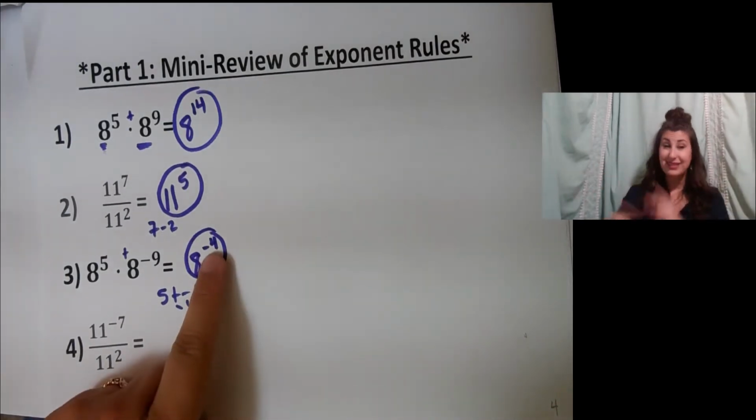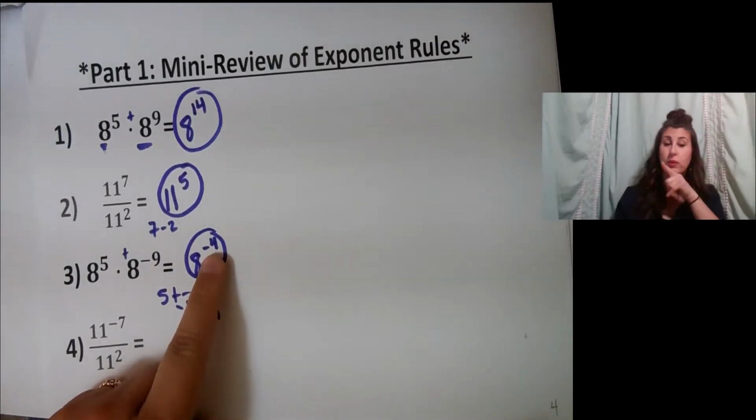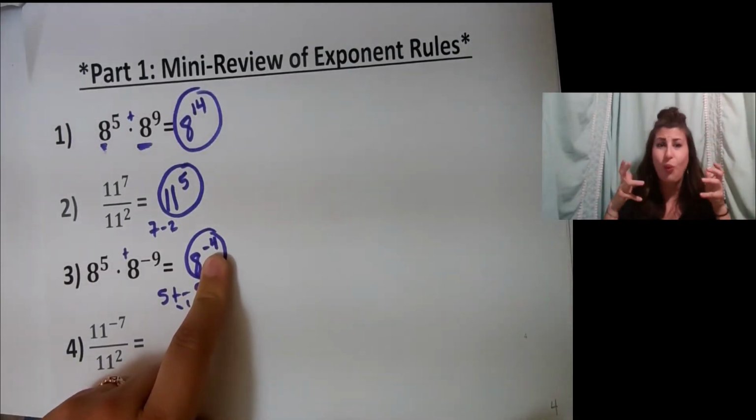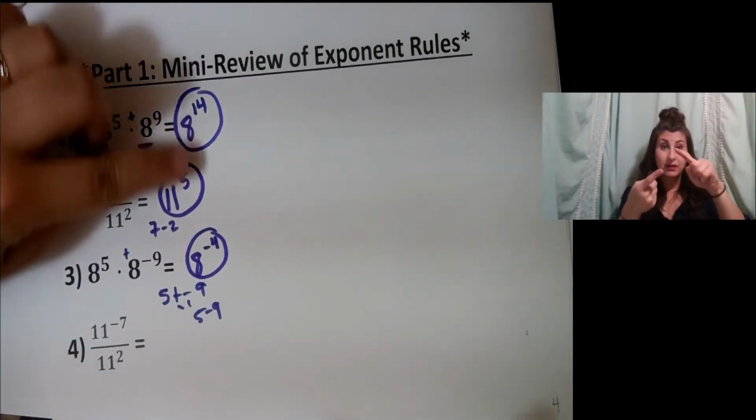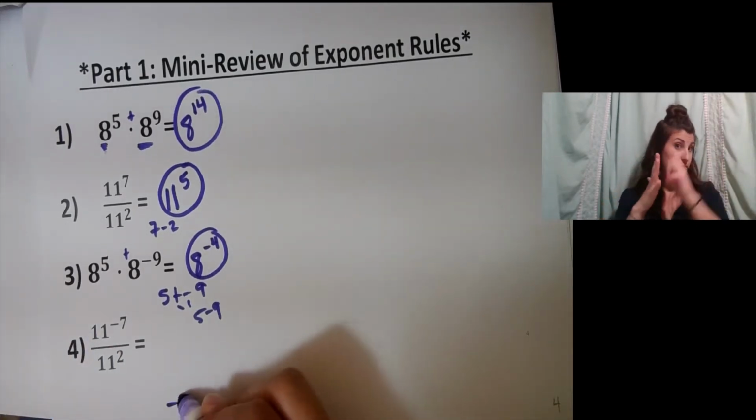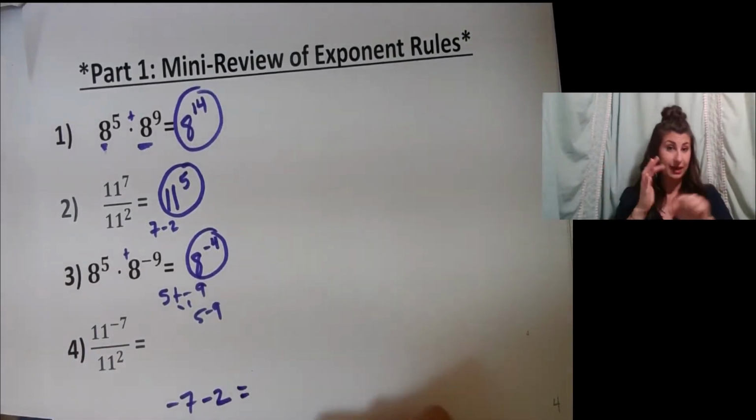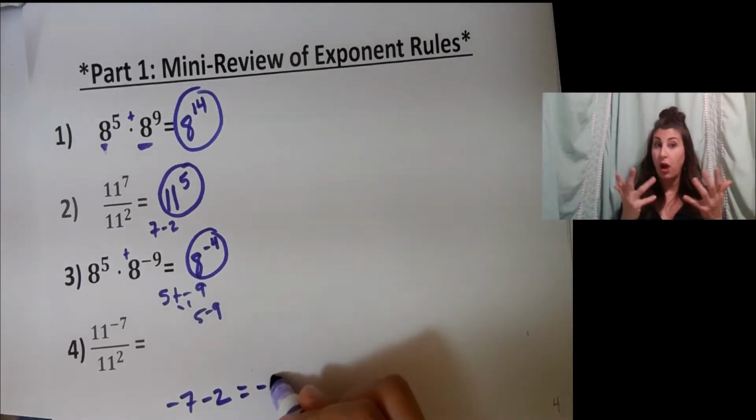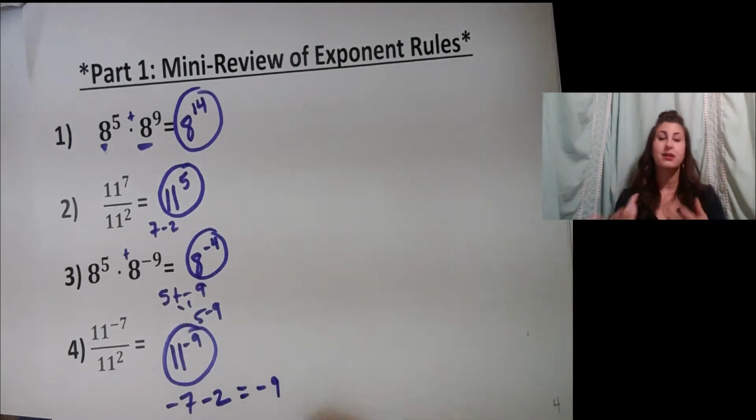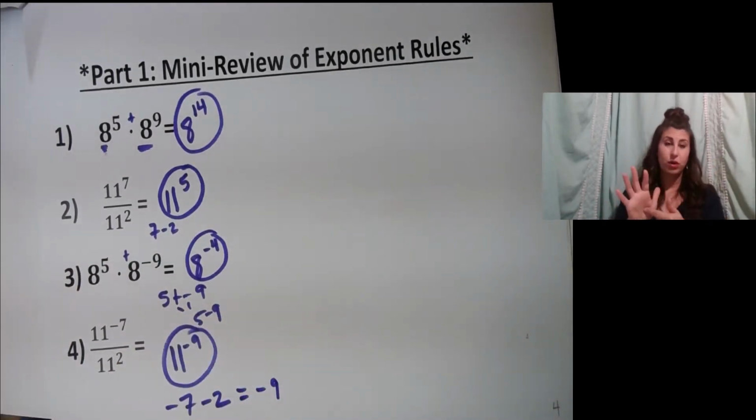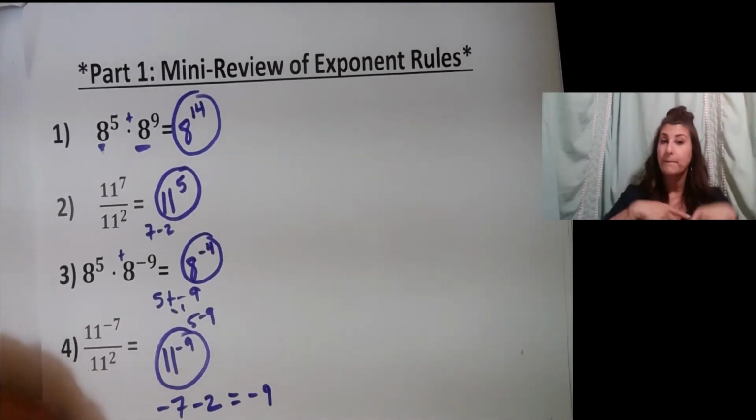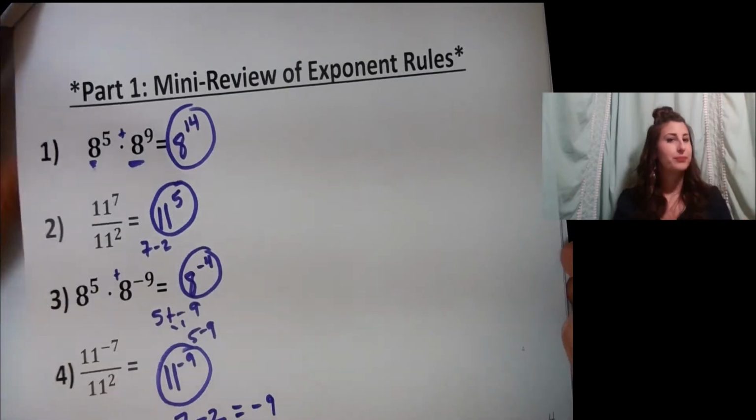This is the type of problem that we're going to be working with today with a negative exponent, because we don't want it as a negative. We want it simplified to have a positive exponent. And number 4, this is division, so I'm going to subtract, so negative 7 minus 2. And that is going to be negative 9. So it's going to be 11 to the negative 9th power. Another example that has a negative exponent that we will not want. We would want to change these to make it positive. And that's what we're going to learn today.